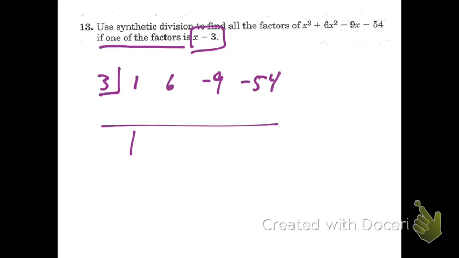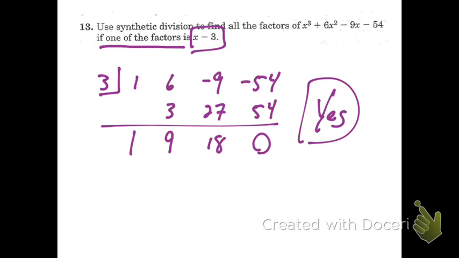So drop the 1 down. 1 times 3 is 3. We add, we get 9. 3 times 9 is 27. We add, we get 18. 18 times 3 is 54. We add, we get 0. So yes, indeed, x minus 3 is a factor.